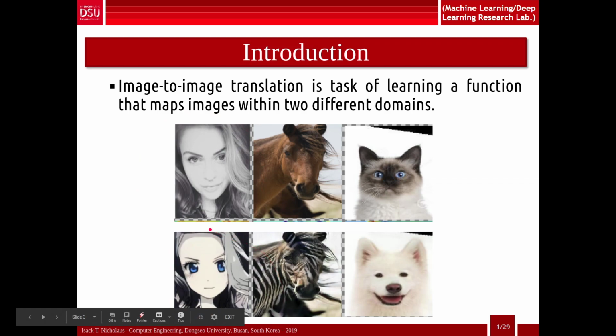For example, in this case, we have a human face here. We want to map it to a character. So we can do so by feeding the human face to a neural network, and then by learning the parameters we can find these animation characters over here. And also we can take a horse and generate a zebra, or we can take a cat and generate a dog. So this is generally called the image-to-image translation task.